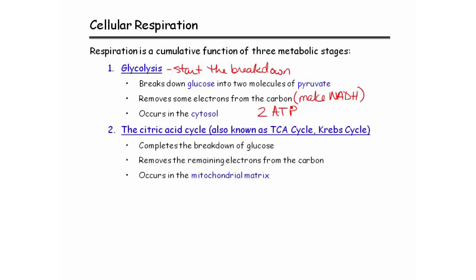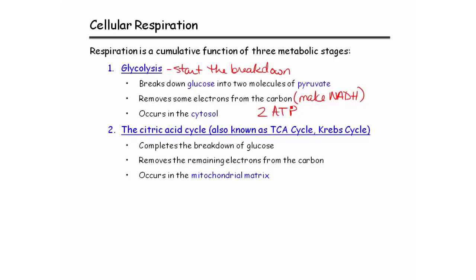The second stage of respiration will be the citric acid cycle, which is also known as the tricarboxylic acid cycle or the TCA cycle. We can also call it the Krebs cycle. So depending on which textbook you look at or which website, you may see it referred to in a different manner. Your textbook tends to call it the citric acid cycle, so we'll try to use that terminology.